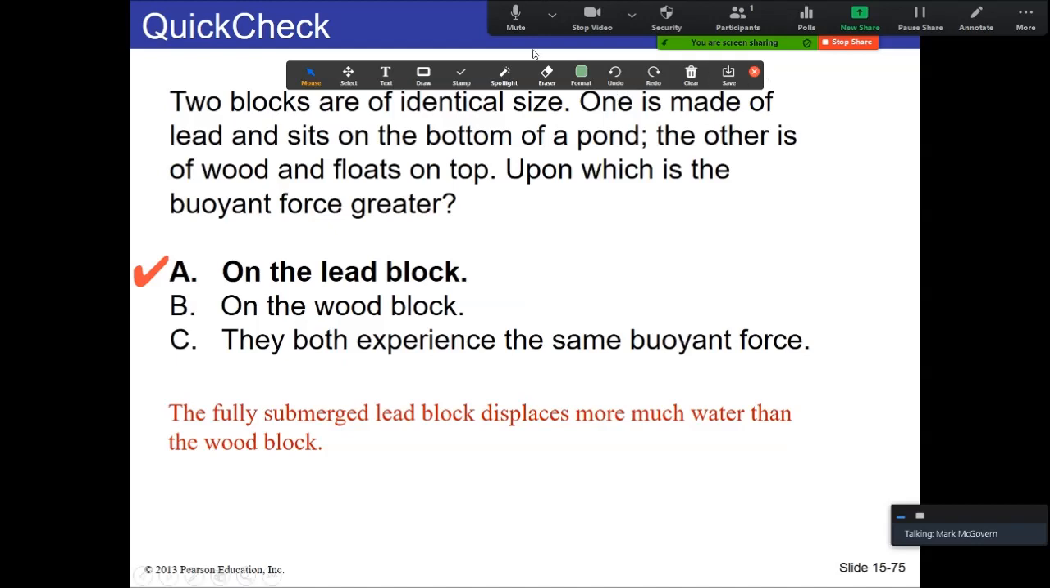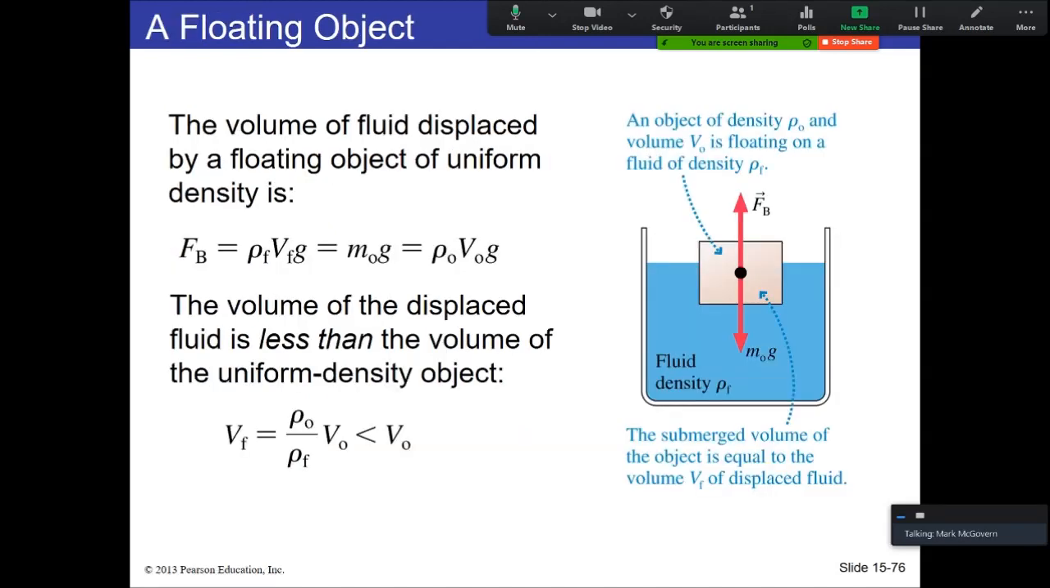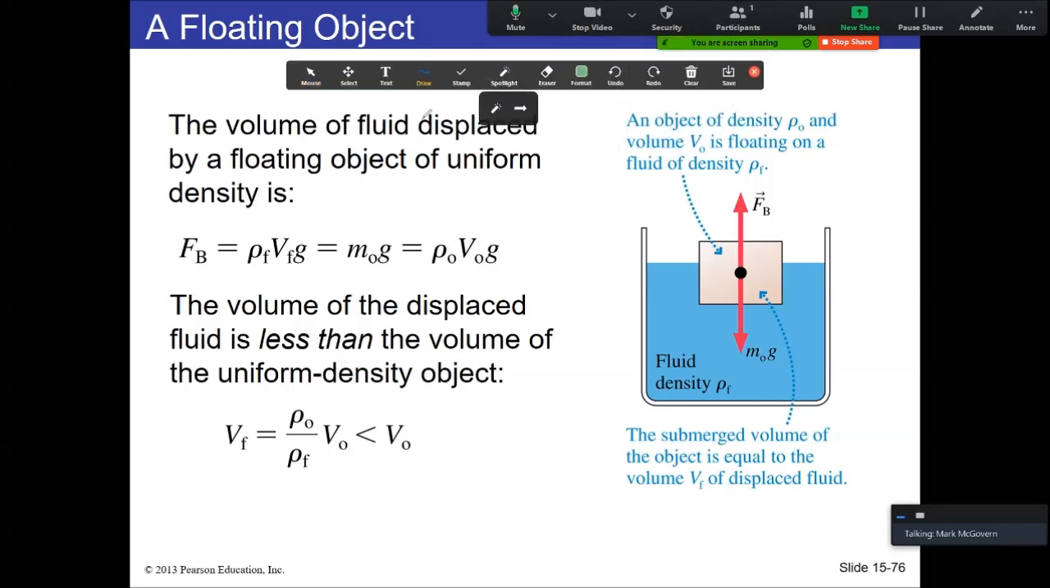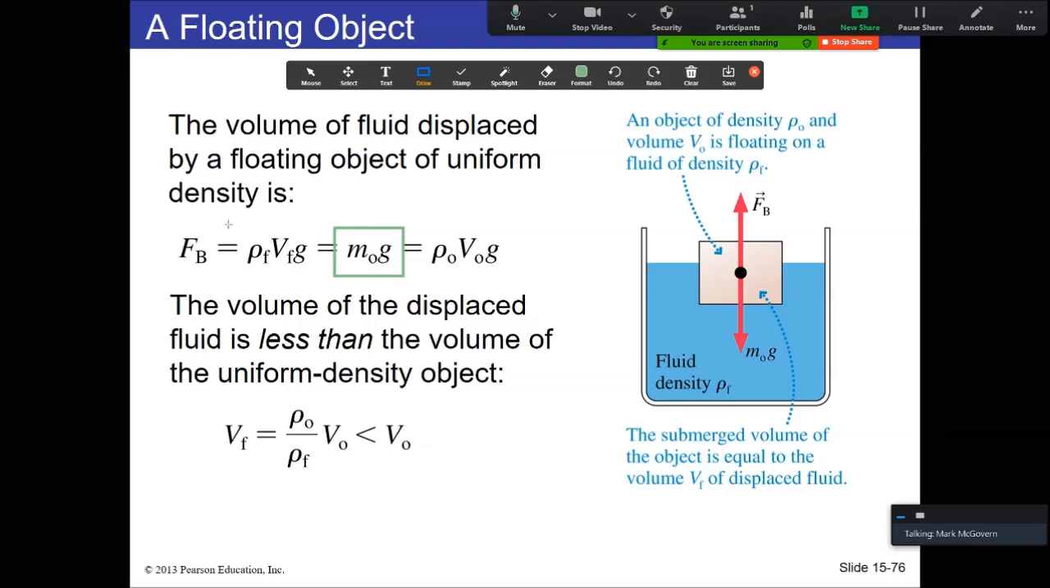Okay, moving on. Let's actually look at what happens when objects float. Now, when objects float, obviously, they're in static equilibrium, so F net is 0. That means the weight of the object that is pushing down, which is m_0 g, has to be equal to the buoyant force that supports the object. And so that's going to be rho_f V_f g.